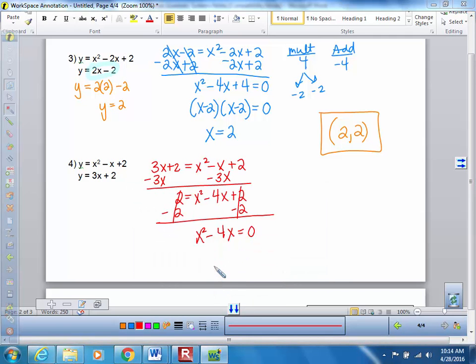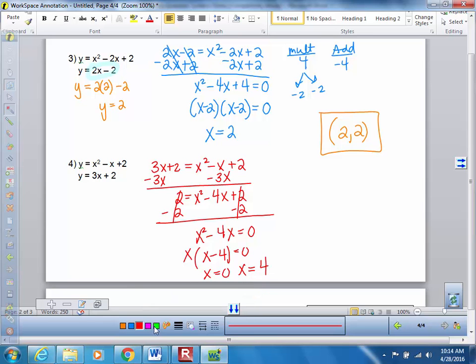Okay, so from here, we are going to factor by GCF because they both have something in common. What do they both have in common? X. So we're going to pull out an x, and that's going to leave me with x minus 4. So what is my x outside of the parentheses always equal to? 0. So one of my x's equals 0, and then this x inside the parentheses equals 4.